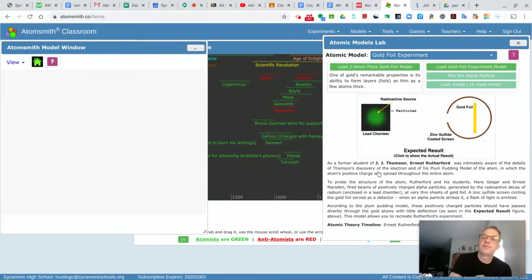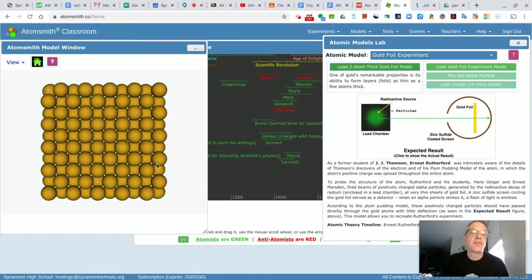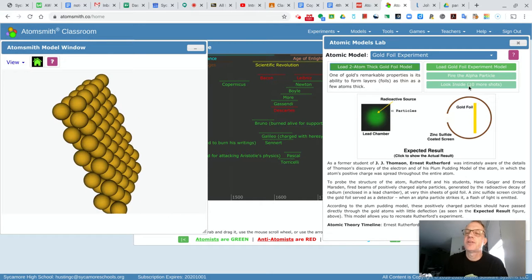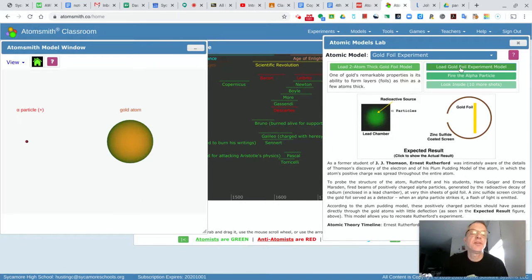Here's what Rutherford did. And this is called the gold leaf experiment. Rutherford's considered the father of atomic theory. He took these alpha particles, and we're going to load the model here. And basically here it is. So we're just going to load this experiment. So here's this little positive particle shooting in. So this whole thing should be positive with little negative pieces in here according to the plum pudding model. And we're just going to fire these shots at it.